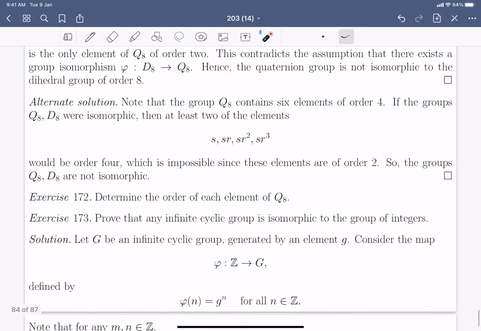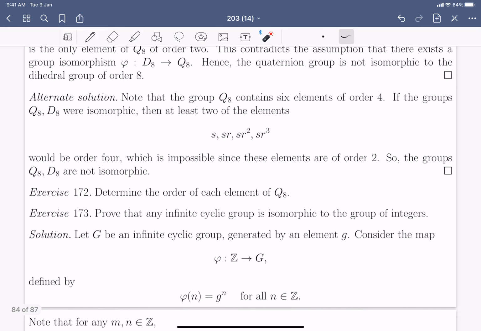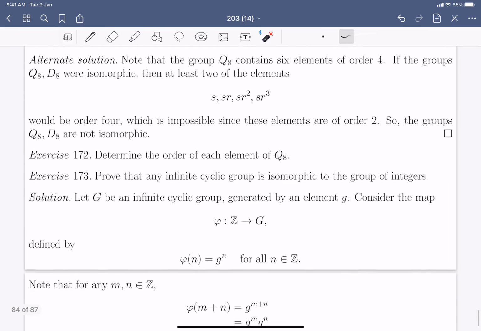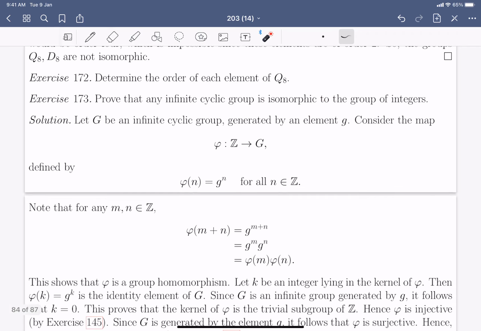Here is an interesting exercise: an infinite cyclic group is isomorphic to the group of integers. We have already discussed the notion of cyclic groups, and we have also studied certain infinite cyclic groups. But we have learned this notion of isomorphism just very recently, in the last couple of lectures. So let's try to relate any infinite cyclic group to something that you already know.